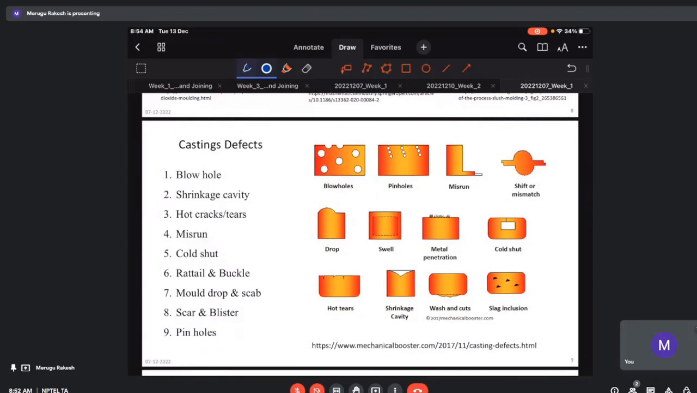Just free up yourself. Then we can start discussing about the different types of casting defects.